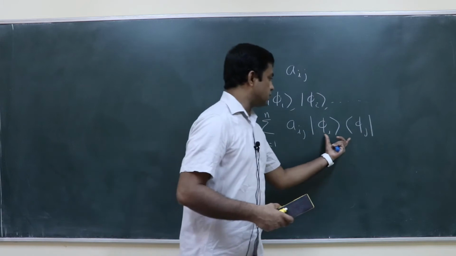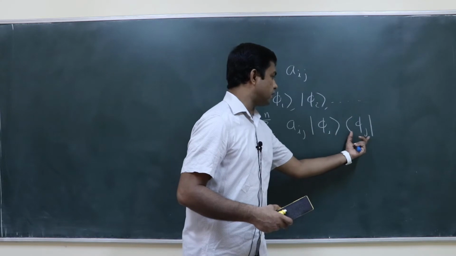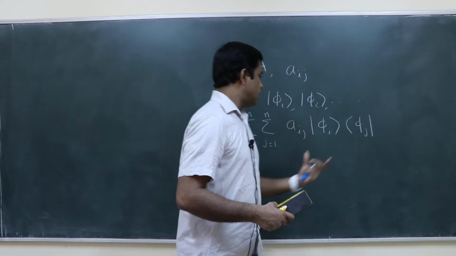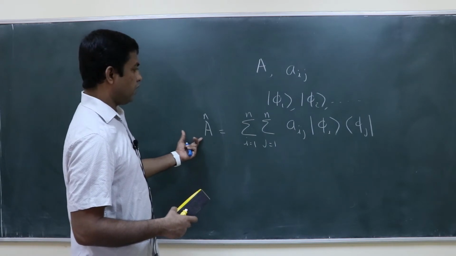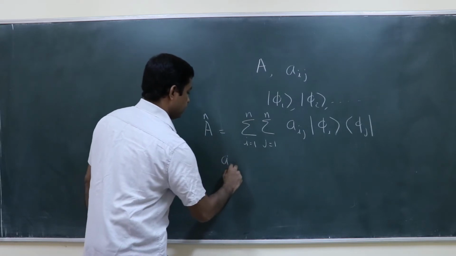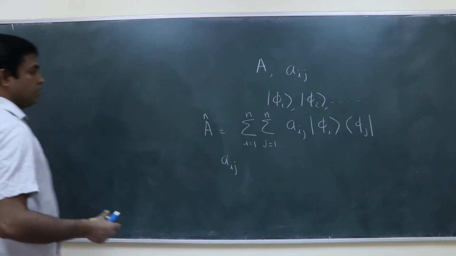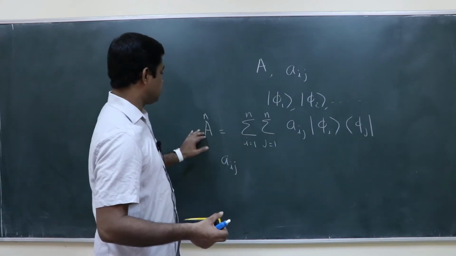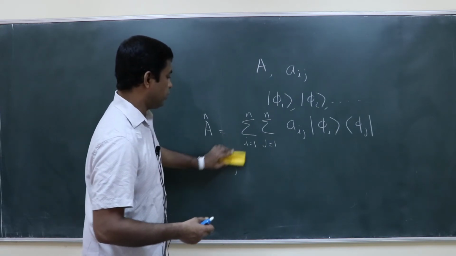This is basically the outer product of two vectors. This is a ket vector, this is a bra vector. So it's the outer product of the ket phi i and the bra phi j, and the outer product is basically an operator. Now, how can I write down the ijth element from this? Can I invert this equation? Can I write down Aij in terms of the operator A? All of you just quickly do it in your notebook.